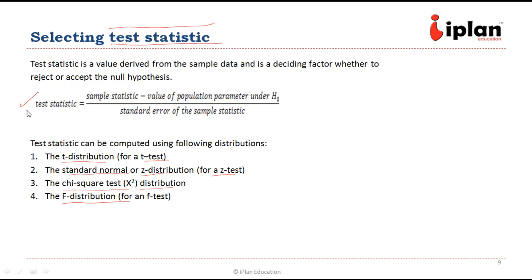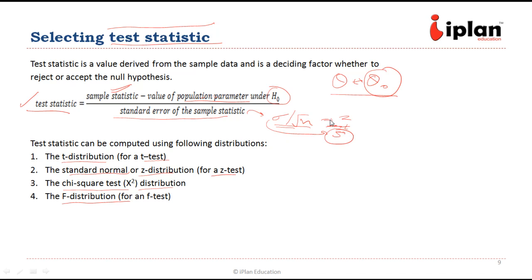The broad formula for test statistic is the value of the sample statistic minus the value of the population parameter under the null hypothesis. For example, if we are comparing theta with theta naught, this theta naught is the value which will come in the numerator this side, divided by the standard error of the sample statistic, which we know is going to be sigma by root n for z and t-test. In the t-test, sigma will be replaced by s, since the sample variance is known and the population variance is not known.